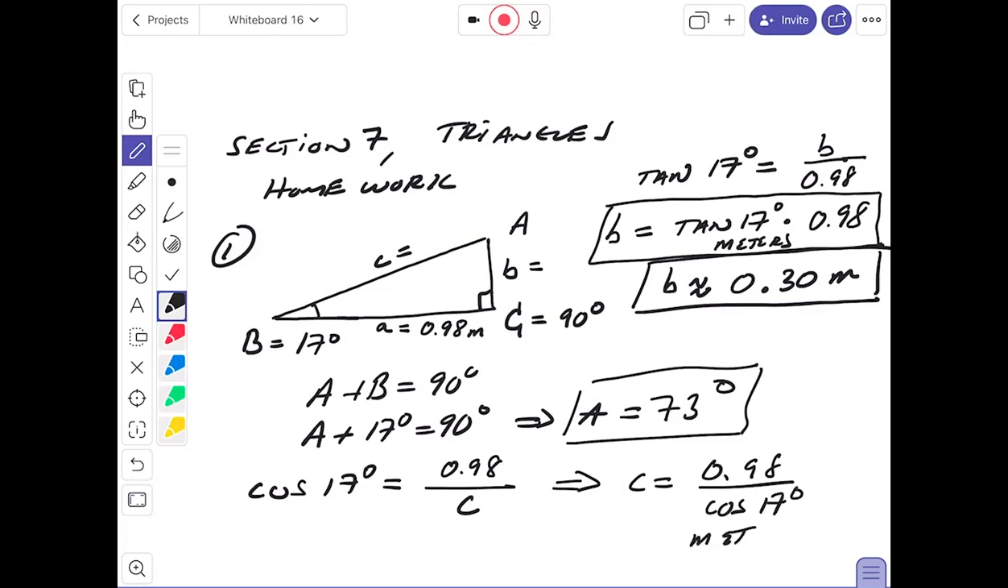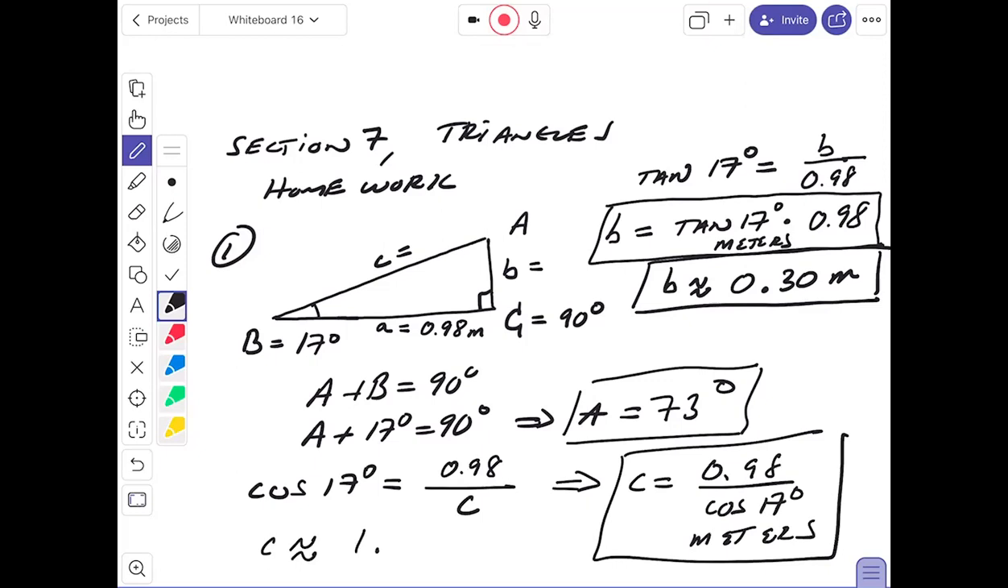All right. That's what C is. Again, they did ask me to approximate it, so I'm going to use my calculator now. 0.98 divided by the cosine. And what's nice about having a key, I can always look at it to see if I got the right answer. And I'm getting C to be approximately equal to 1.02 meters, to 2 decimal places.